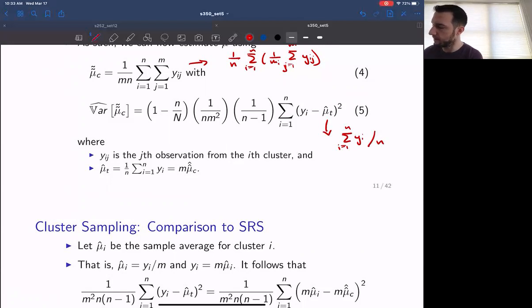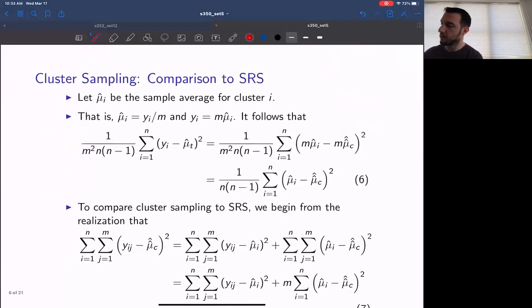Oh, and I actually have that right there too. Okay, so all other values are as previously defined. So the yij is the jth observation for the ith cluster. And like I just said here, mu hat t is the sum of the yi in each cluster, or the sum of the yi across the clusters over n, okay, which is equivalent to m times mu double hat c.